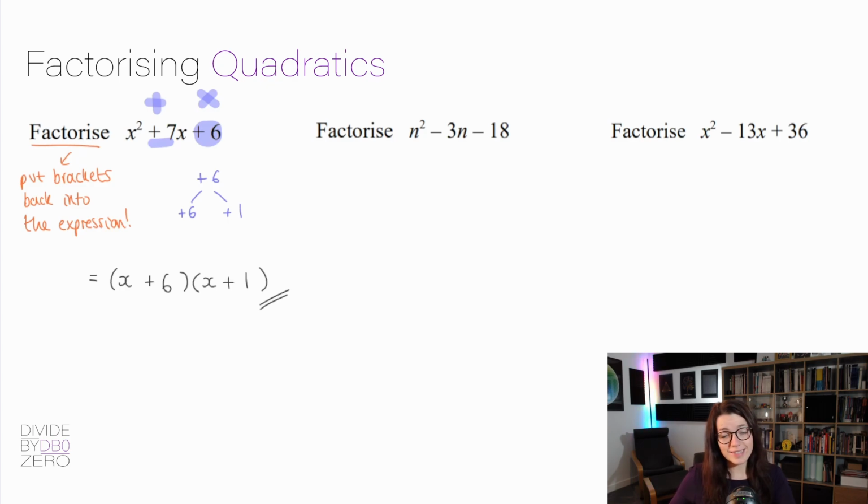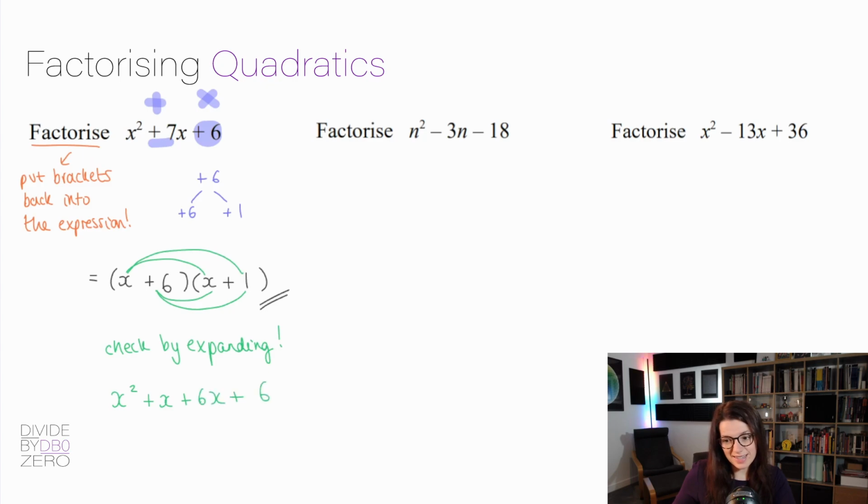Now, because factorising is the opposite of expanding brackets, we can actually check our answer by expanding the brackets out again. So you can use FOIL or something similar to expand these brackets out, and that would be x squared plus x plus 6x plus 6. If we were to tidy this up, that's going to give us x squared plus 7x plus 6. So we know we've done it right. This also helps us to see why this method works, because you know you need your two numbers to multiply to give you this number on the end, but also you want your x terms to add to give you 7. Let's look at the next example.